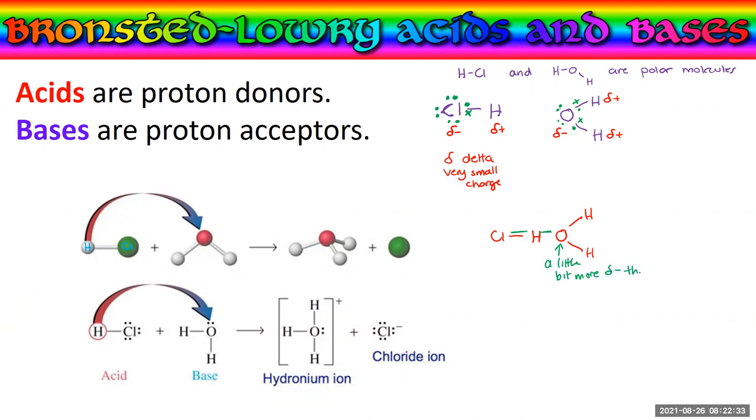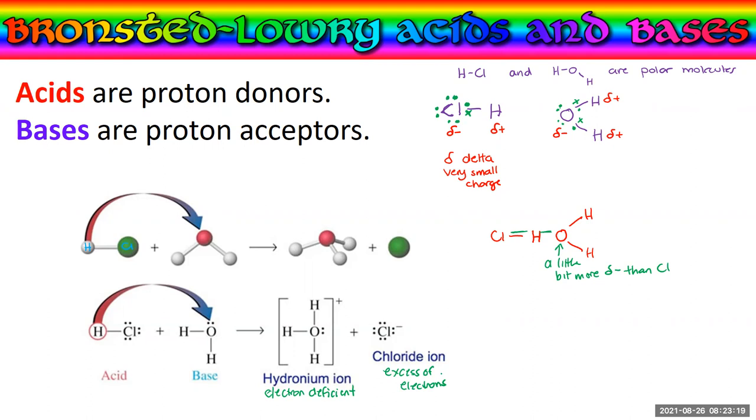So it's a little bit more delta minus than chlorine. So it actually pulls more strongly on the hydrogen. And therefore, the hydrogen goes off with the water molecule and leaves the chlorine by itself. Now, when this happens, we produce a hydronium ion, which we know is an electron deficient molecule. It's got more protons than electrons. But because the hydrogen left without its electron, chlorine kept hydrogen's electron, this actually now has an excess of electrons. And so that actually has a negative charge now.